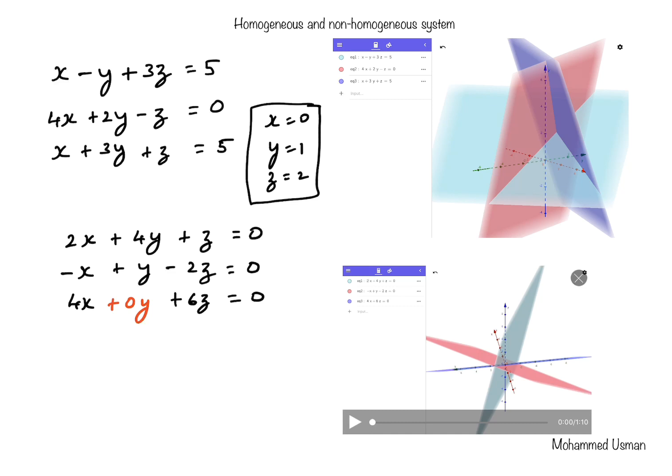Or the determinant could be equal to 0, and there is a chance that the system has an infinite number of solutions. And the third case is when the determinant is 0 and the system has no solution at all. That means there is no intersection of those planes or straight lines, so we say there is no solution at all. In the case of a homogeneous system, that third case of no solution does not occur, because there will always be a point of intersection at the origin.